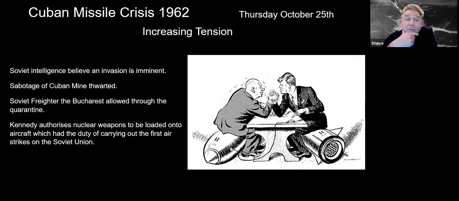The Soviet freighter, the Bucharest, is allowed through the quarantine. Now, there are conflicting stories about this, but the Bucharest was apparently, or claimed to be, carrying heating oil. The Americans intercepted it, and it just refused to stop and carried on through. The Americans radioed back asking if they should fire on it, and they were told by McNamara, no, we're not going to fire on any ships. Don't fire on anything. So so much for a quarantine, really.